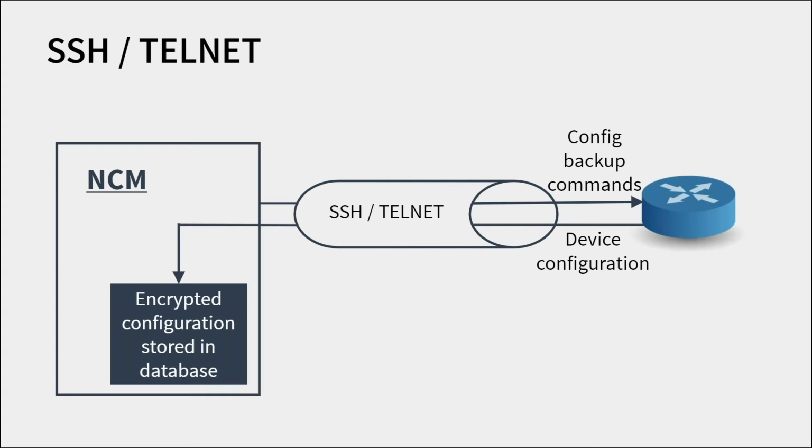Network Configuration Manager will create a communication channel between itself and the device, and through this communication channel, the configuration backup commands will be sent. So, on receiving the configuration backup commands, the device will send the corresponding configuration file, which will be received by NCM, encrypted and stored in the database.